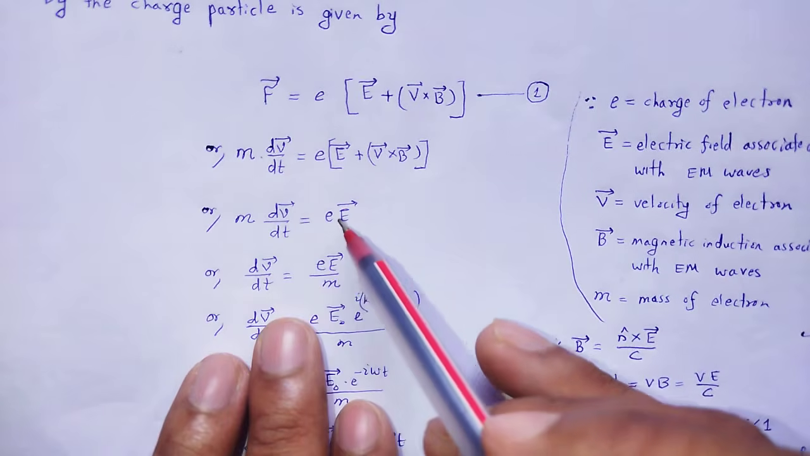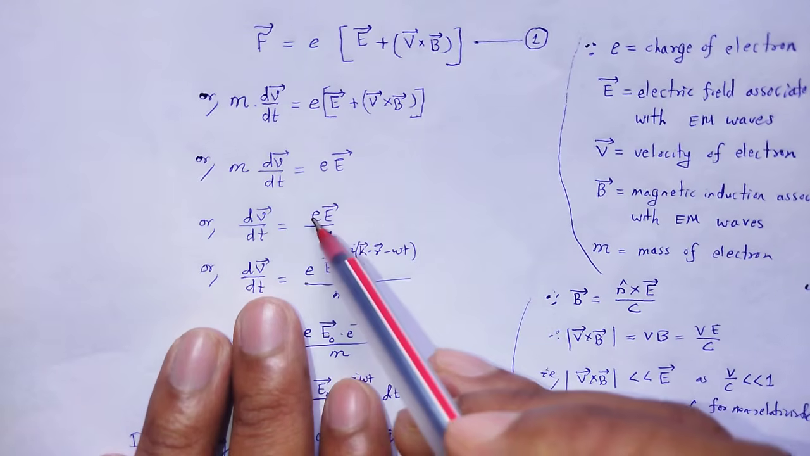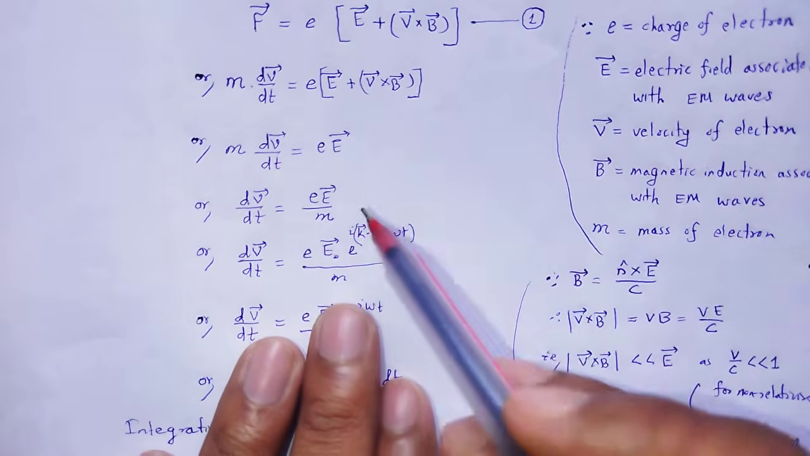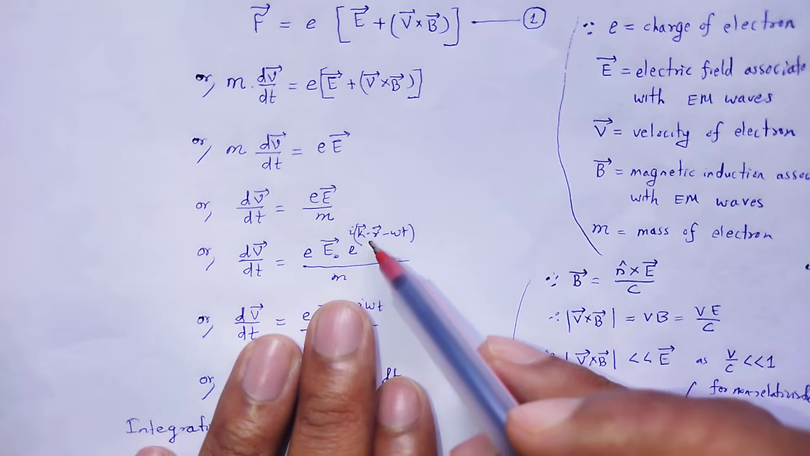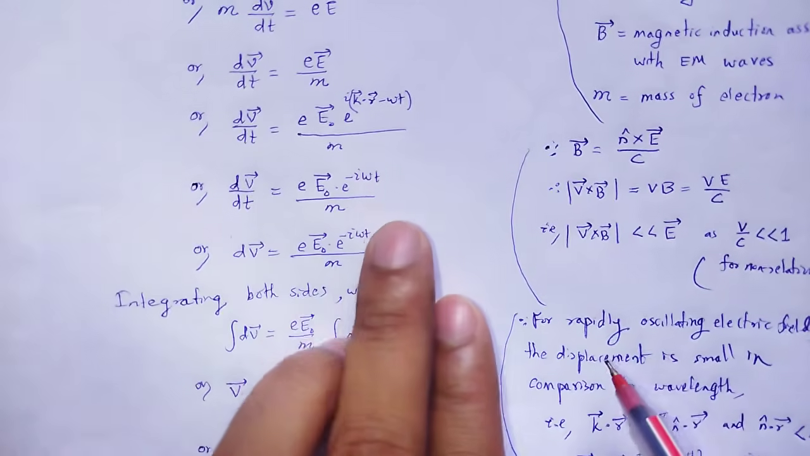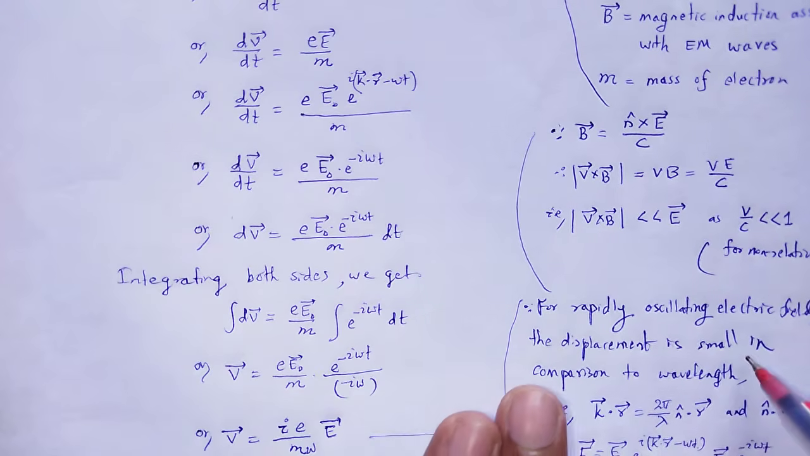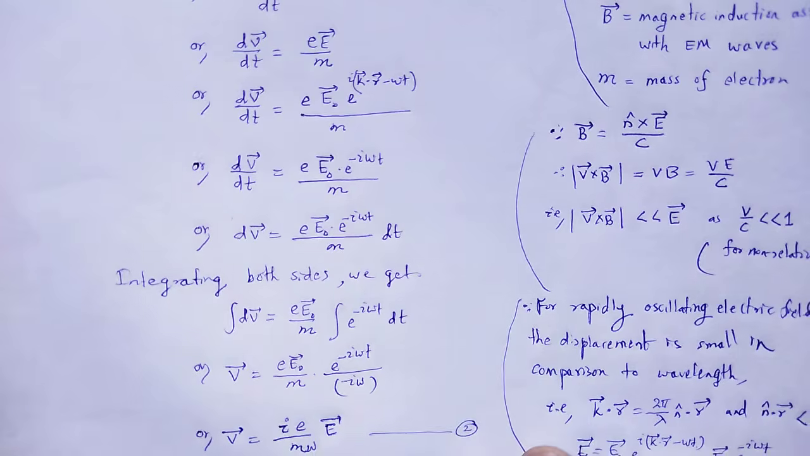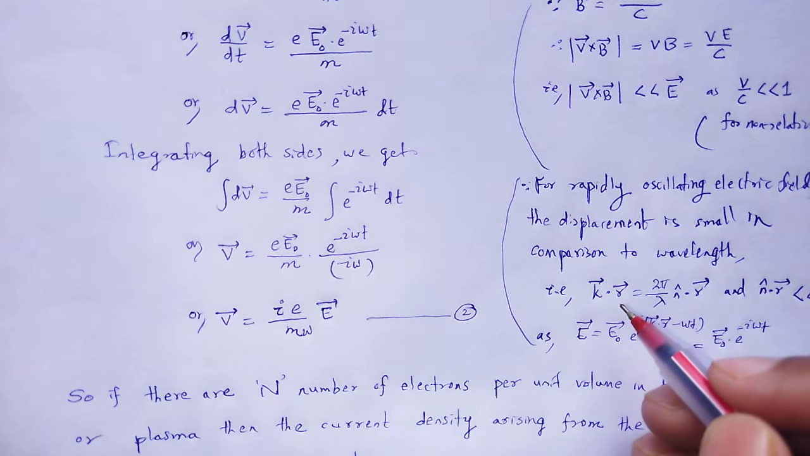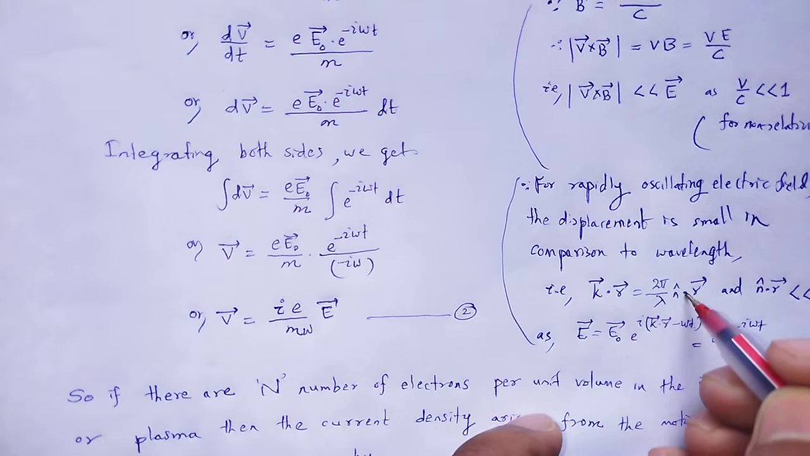Therefore, m dv by dt is equal to e into E vector. So dv by dt is equal to e into E vector divided by m. Now we put the value for that of E vector. E vector is equal to E naught vector into e to the power i (k dot r minus omega t). Again look here, for rapidly oscillating electric field, the displacement is small in comparison to that of wavelength. That is why k dot r vector, for k vector, that is the wave propagation vector, or we can say the wave number, 2 pi by lambda into n cap into r vector.